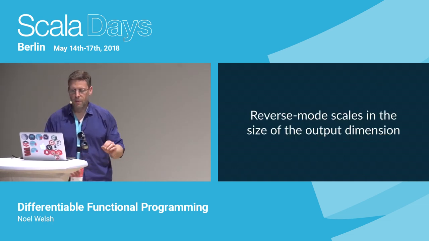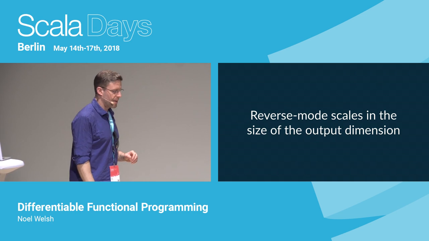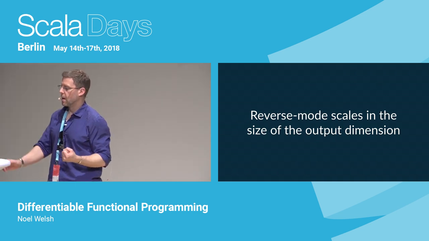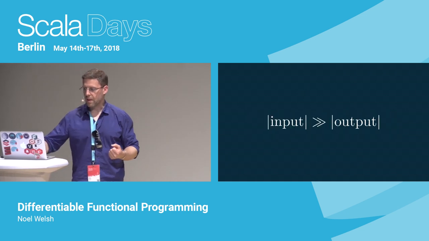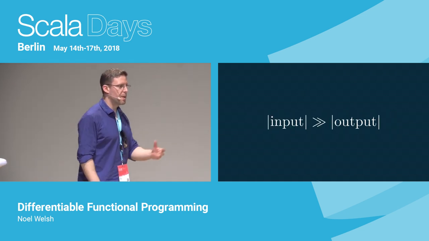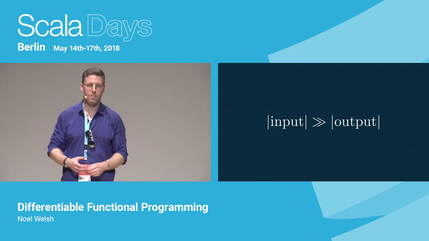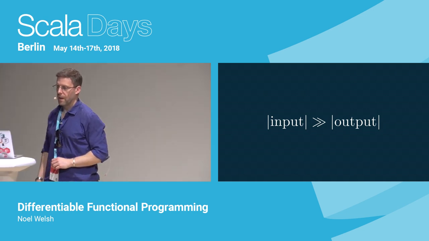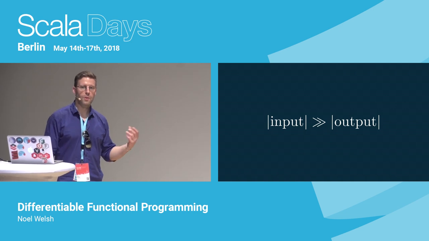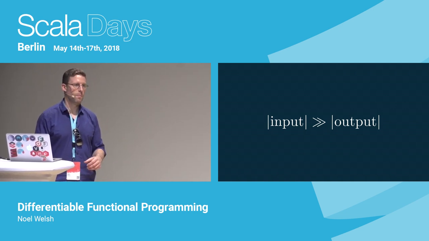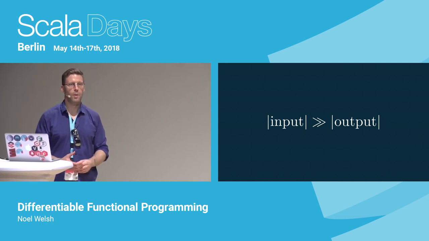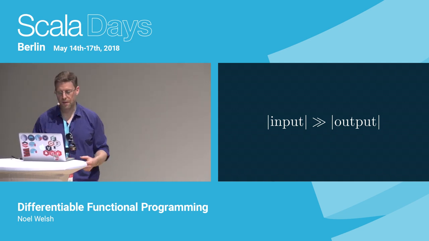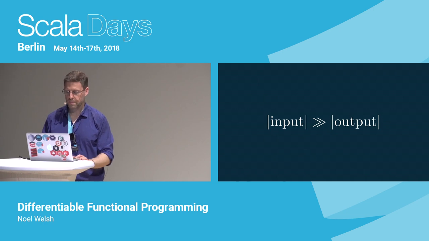The most important thing about reverse mode is that it scales in the size of the output dimension. And normally in your deep learning situation, the output is a lot smaller than the input. The input might be a big image, the output could be like a label, a number saying whether it's a person or a dog or a piece of cheese or whatever. So that's why we prefer reverse mode in most deep learning frameworks. So forward mode is easier to implement and very natural to work with if you're not concerned about high numbers of dimensions.